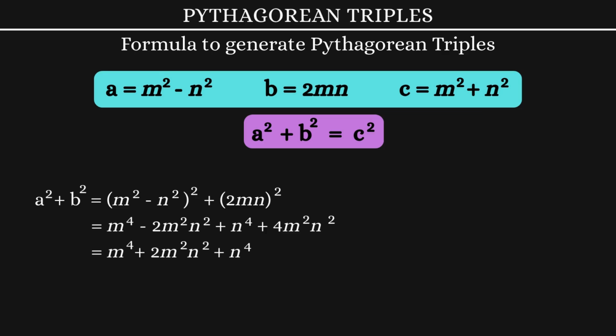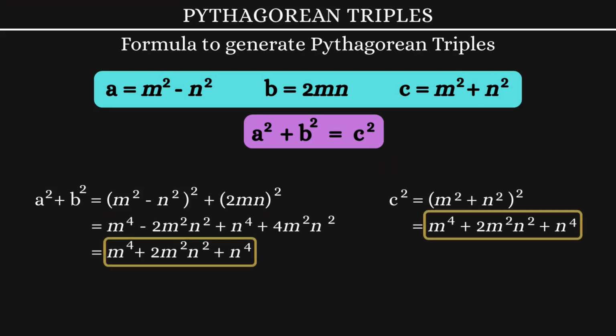Now let's find out C squared. That is m squared plus n squared the whole raised to 2, which is m to the power of 4 plus 2m squared n squared plus n to the power of 4. These two become equal and hence proved.